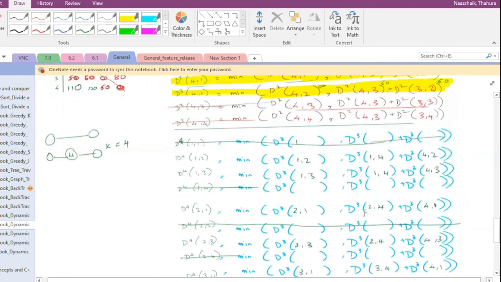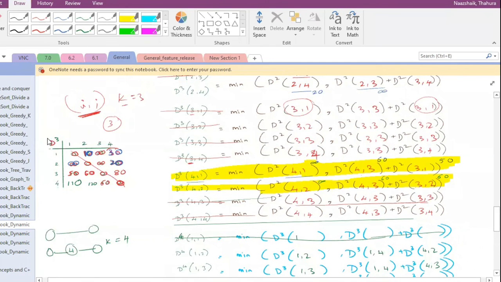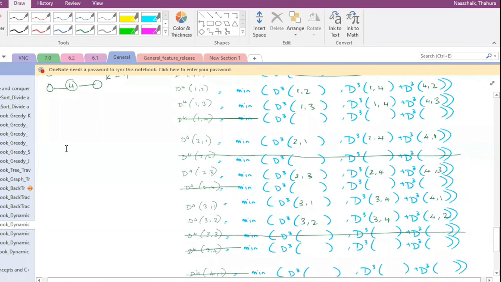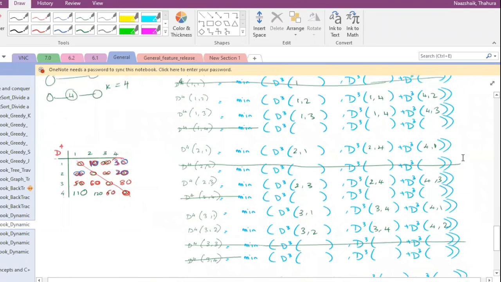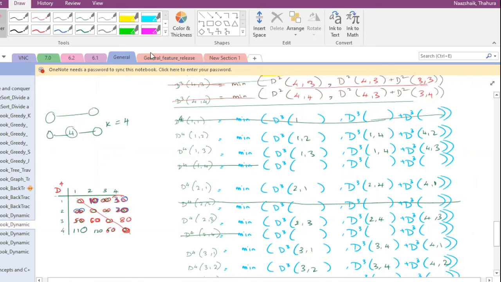That's it, right? So let me bring this table down. This is important. You need to reuse the previous table. And now we are actually solving for D4. Okay, so let's check. 1 to 2 is 10. Can you go 1 to 4, which is 30, and from there, 4 to 2, which is 120? Obviously, this cost is more, so I will stick to 10.